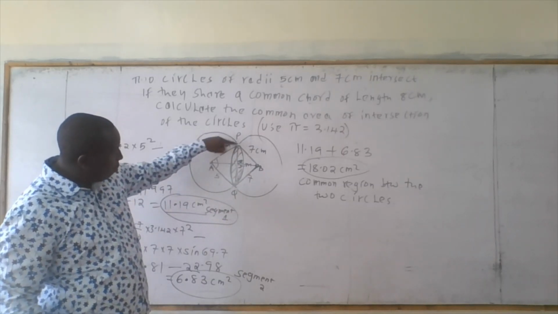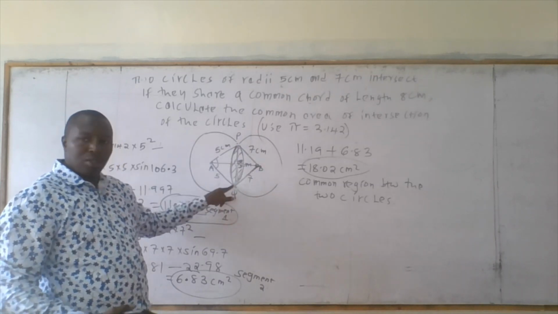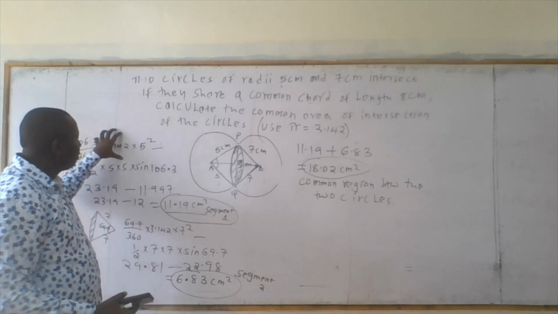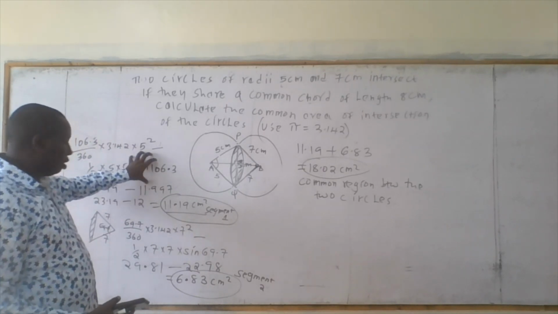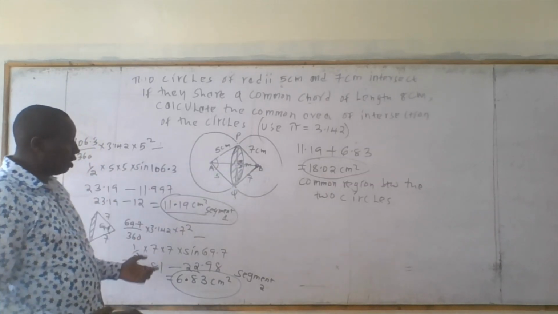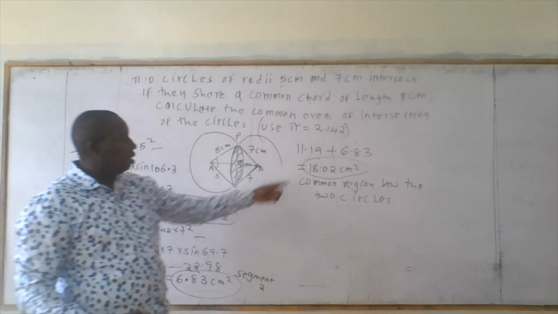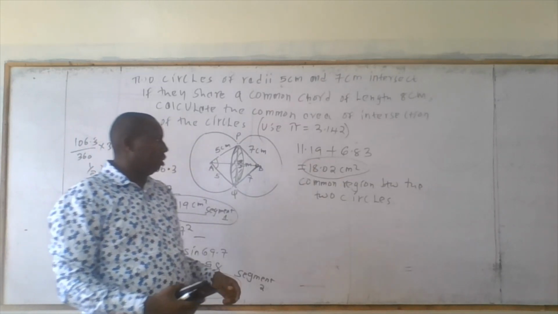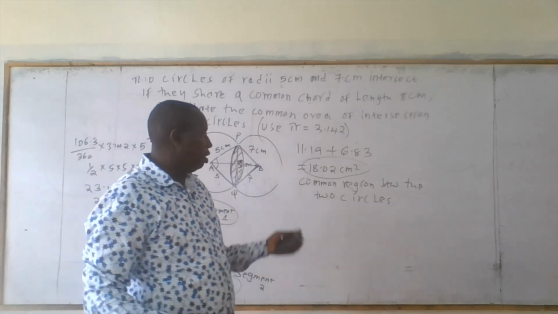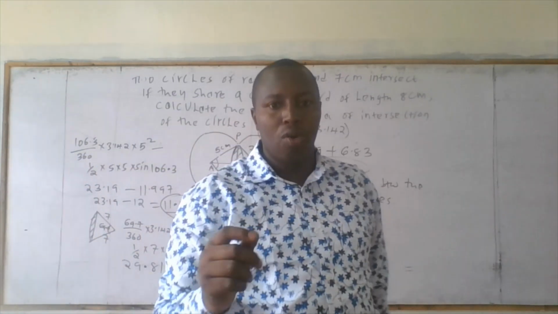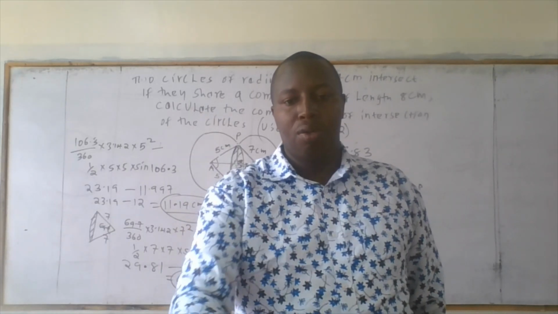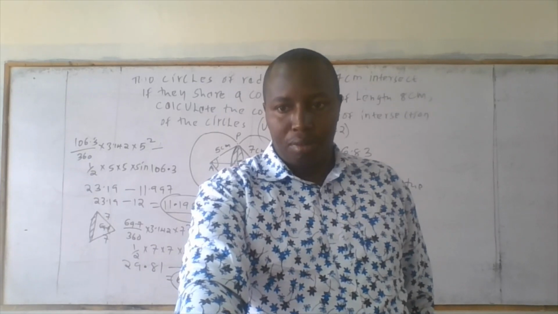The sector angles PAQ and PBQ. Once you get them, you get the area of the sector minus the area of the triangle, and you subtract them. Then you add the area of the two segments: 11.19 plus 6.83, which equals 18.02. And that is how you find the area of the common region between the two circles.